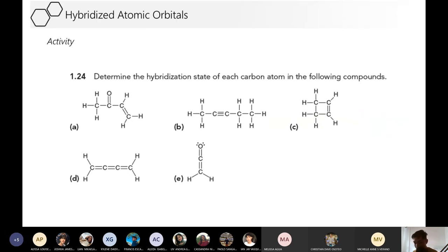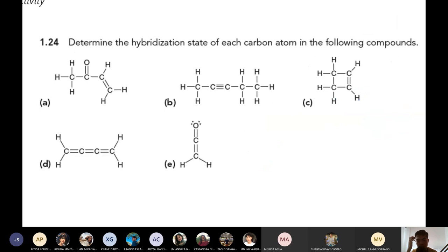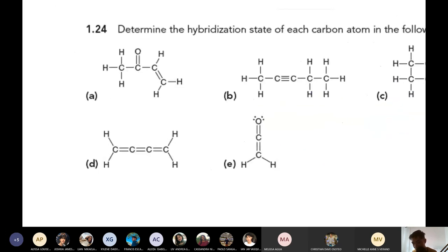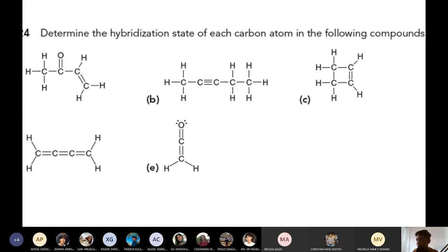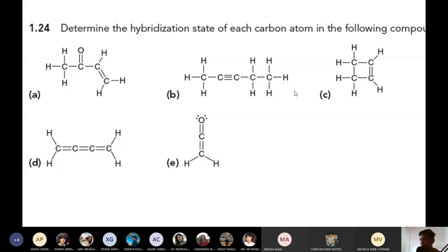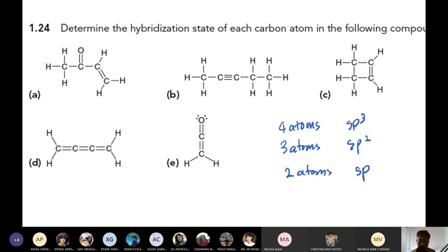What I want you to do is to check the hybridization state of the carbon atoms of the following compound. Okay? Wait a moment. I'll give you 5 minutes. Check the hybridization of those carbon atoms, then I'll give the answer later. Again, I'll list it here. If 4 atoms are around it, it is sp3 hybridized. If 3 atoms, it is sp2. If 2 atoms, it is an sp hybridized carbon. Okay? You will only look at the carbon. Okay, 5 minutes.